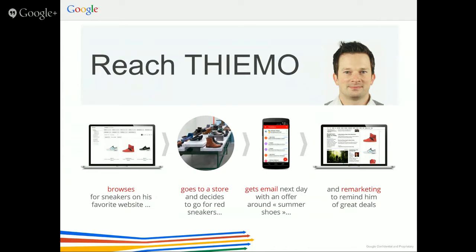Let's take the example of an average consumer journey, and let's take Timo, who's an internet user. He may go to his favorite website and check for fancy sneakers, then go to a store and maybe decide to go for red sneakers. Then he goes back to his mobile phone and sees amazing offers in his Gmail inbox, and then gets remarketed on the desktop with dynamic ads. As you can see, consumers are moving from one device to another, from online to offline and back to online. So the customer journey can be very complex for marketers trying to reach users at the right time.